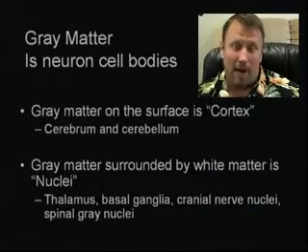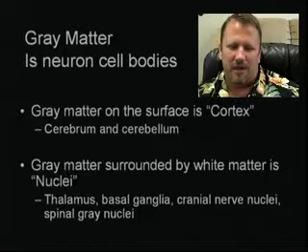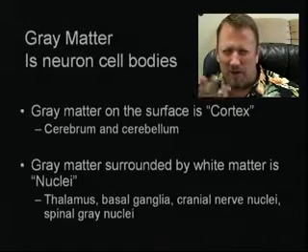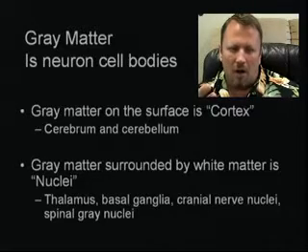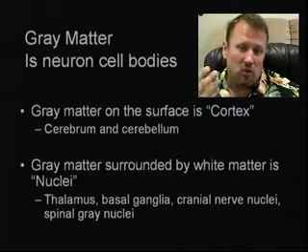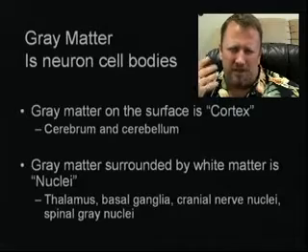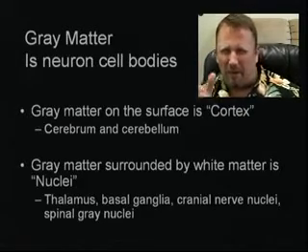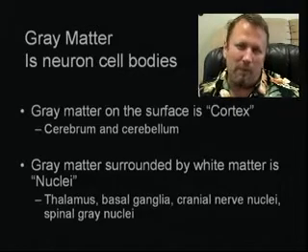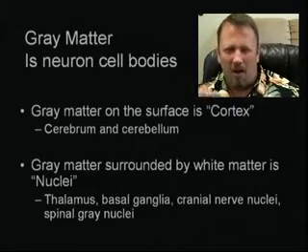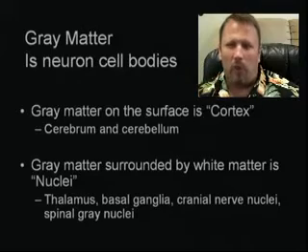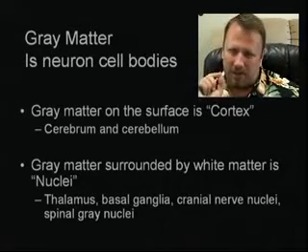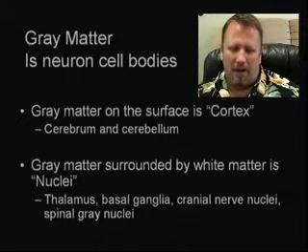So there's two types of gray matter that you're going to talk about in neuroscience. When the gray matter, the neuron cell bodies, are on the surface of a structure, it's called cortex. The cerebrum is really the only place you're going to find cortex. Cerebellum has cortex too, but when people refer to cortex, they're talking about that outer layer on your cerebrum, which is where a lot of processing occurs in a human brain.